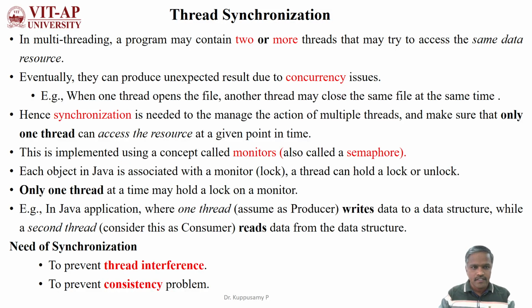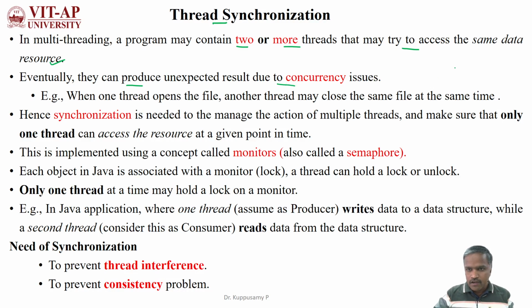Hi, here we will discuss thread synchronization in a Java multithreading program. A single program can have two or more threads. Those threads may try to access the same data resource. Eventually, they can produce unexpected results due to that concurrent access.